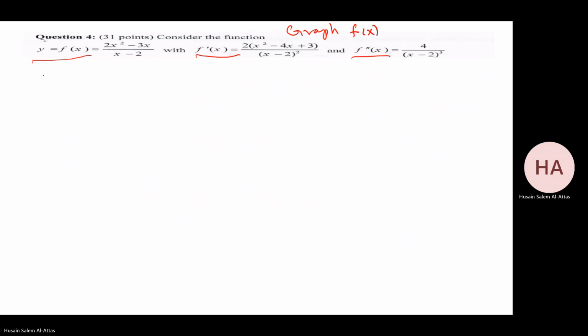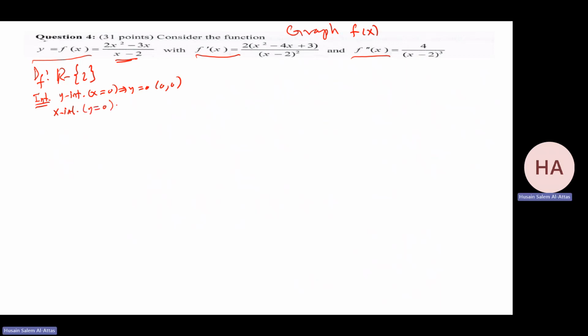I have the domain is all real numbers except 2. I'm getting it from here. I have a point of discontinuity at x equals 2. Okay. Intercepts. I'll do the same, like what we did before. Y-intercept. x equals 0, I'm getting y equals 0. So I have 0, 0. X-intercept. I'm putting y equals 0. I'm getting x, 2x minus 3 equals 0. So I have x equals 0 or x equals 3 over 2. So I have the points 0, 0, and 3 over 2 and 0.